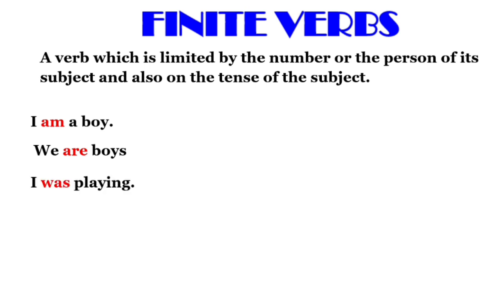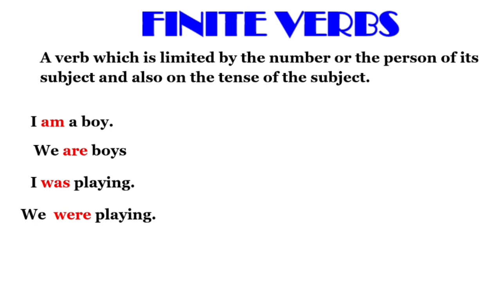I'll show you the tense. I was playing. It is past tense. Was is a finite verb. What if I change the subject I to a plural? See, we were playing. Right? Do you get what a finite verb is now? Here the finite verbs depend on the subject and the tense. They change according to them.